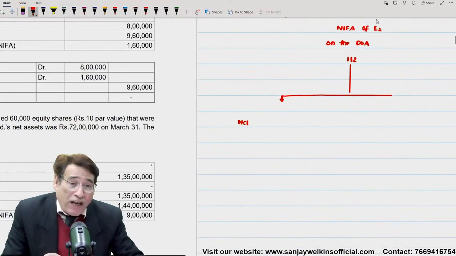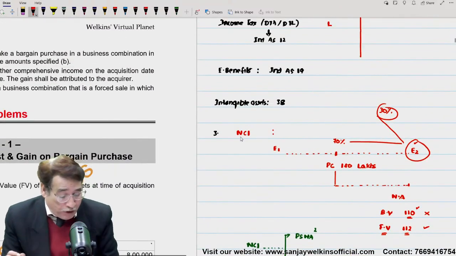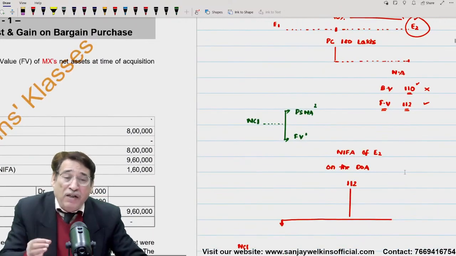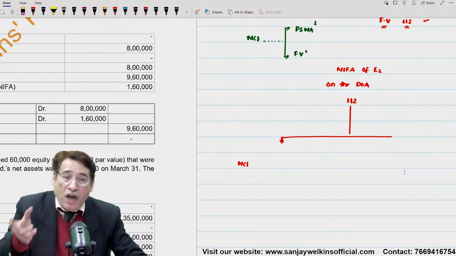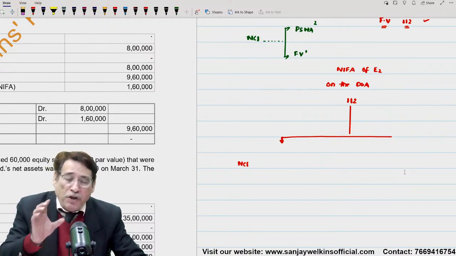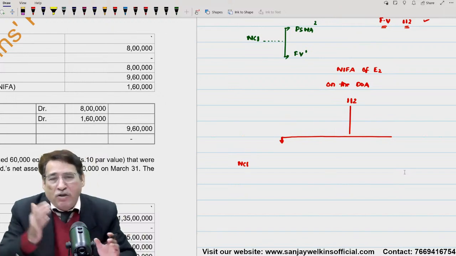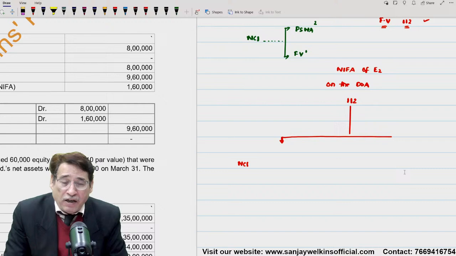So now, when the standard says on the date of acquisition you have to determine NCI, what does it mean? It means the standard is asking you to compute the amount of net assets of the subsidiary company appearing on the date of acquisition at fair value. Out of that, how many net assets actually belong to NCI. This is what we mean by NCI. Is it clear to you?